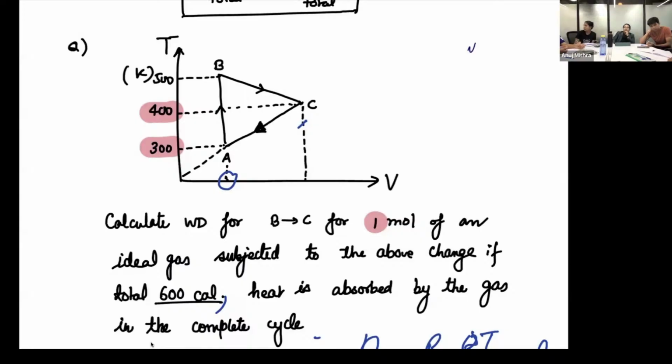A to B is a constant volume process, which has 0 work done. B to C, they are asking work done. C to A is a constant pressure process, because V proportional to T, the line passing through the origin shows that it's a constant pressure process. What is the work done of that process? P delta V, P into change in volume.